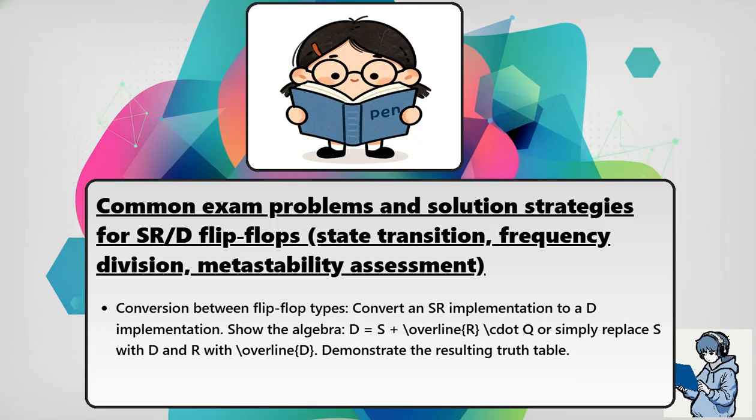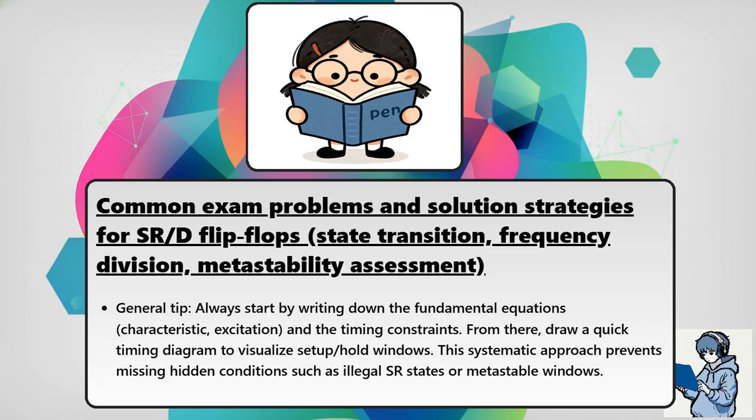Conversion between flip-flop types: convert an SR implementation to a D implementation. Show the algebra Q+ = S + not R times Q, or simply replace S with D and R with not D. Demonstrate the resulting truth table. General tip: always start by writing down the fundamental equations, characteristic and excitation, and the timing constraints. From there, draw a quick timing diagram to visualize setup-hold windows. This systematic approach prevents missing hidden conditions such as illegal SR states or metastable windows.